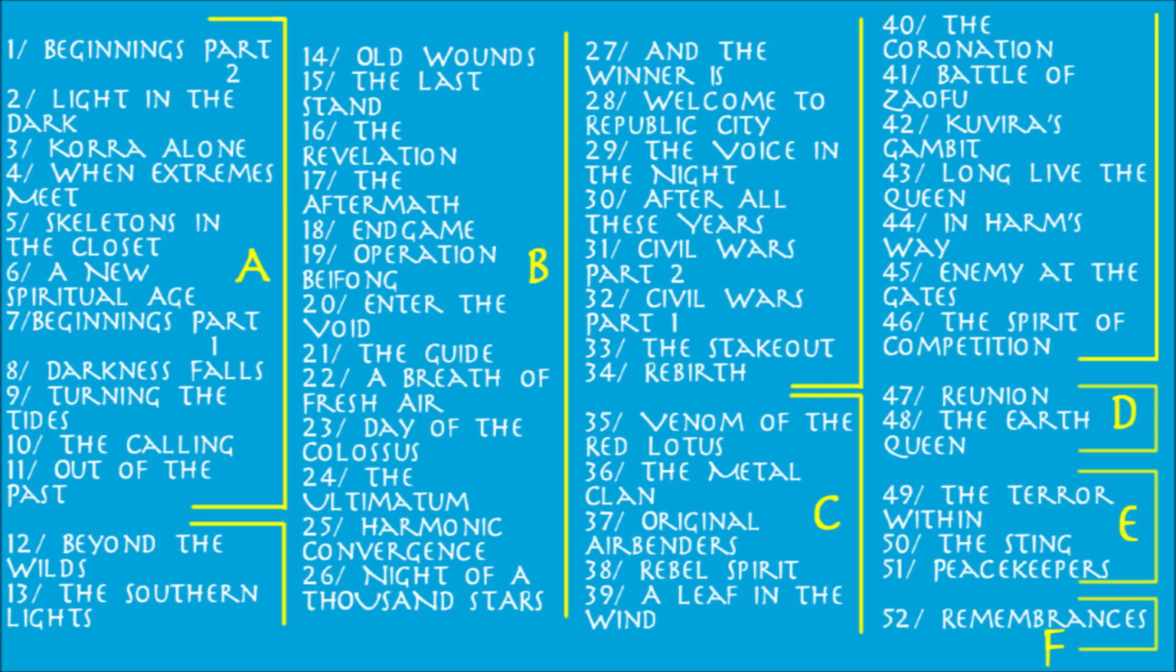Similarly with the D, which I consider to be the average episodes, Reunion and the Earth Queen. I think the Earth Queen was one most people expected. It's another one of those episodes that I feel kind of like the Terror Within. It's just kind of like, what did this episode really accomplish?